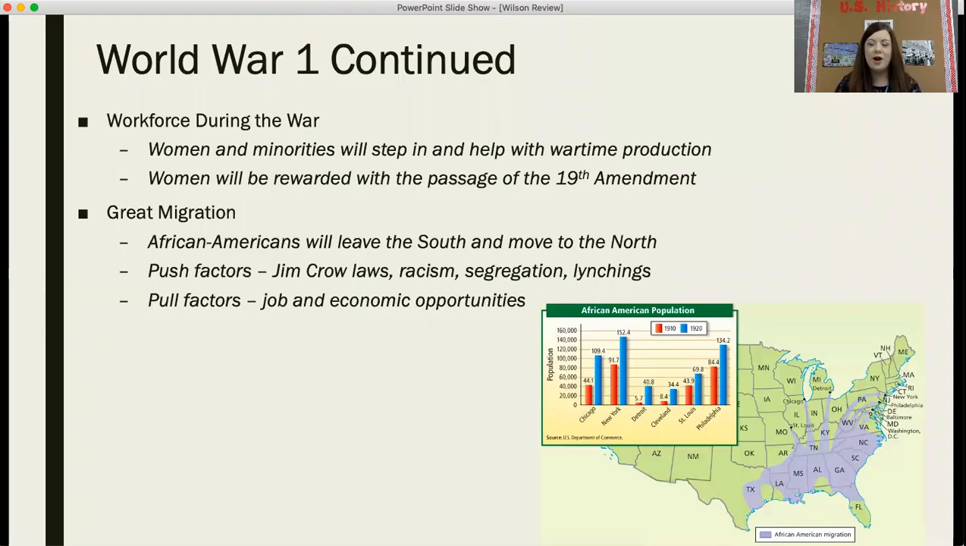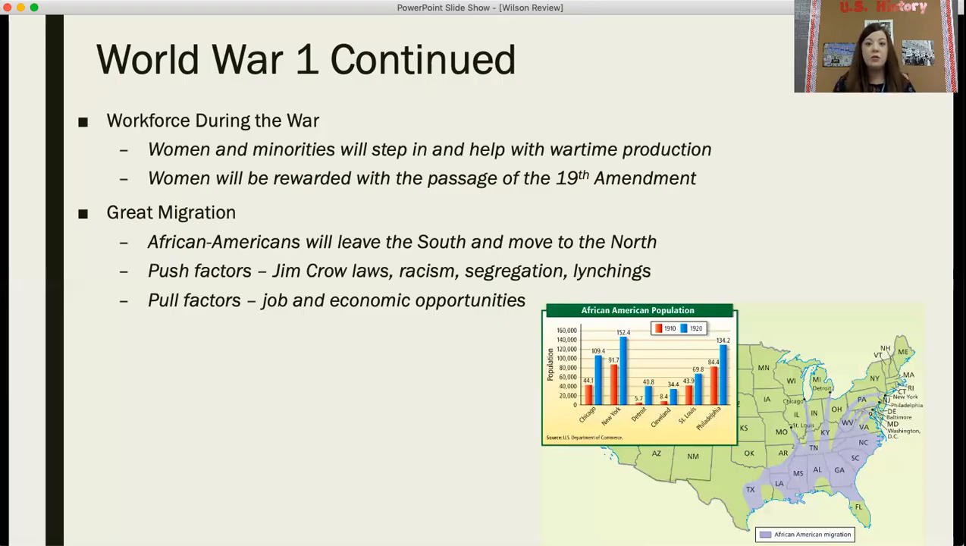Okay, so other things happening on the home front. Remember, when all of those men are drafted or they volunteer to go and fight in World War One, we end up with a labor shortage. So not enough people are left behind in the factories to produce all of the guns and the tanks and the bullets and the uniforms that we're going to need in the war. So we're going to see women step up. They are going to go to the factories. They are going to do these jobs. Remember, as a result of this, in 1920, women are going to be rewarded by the passage of the 19th Amendment. They're going to be granted suffrage, the right to vote.